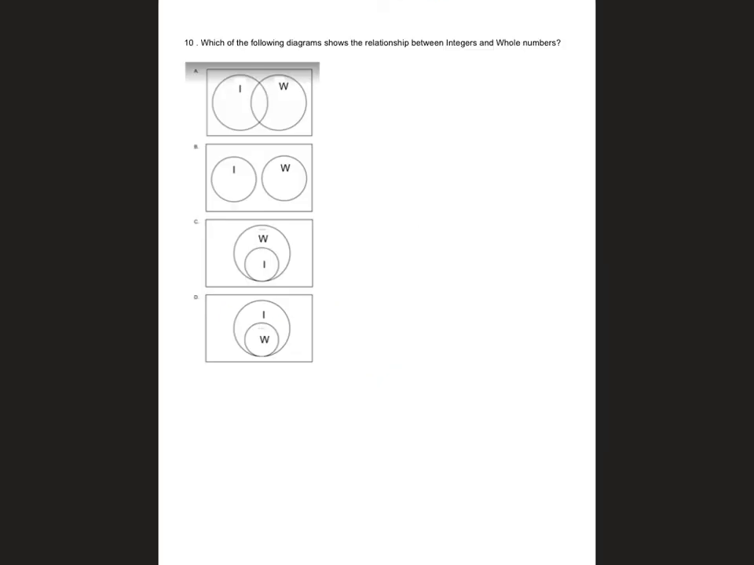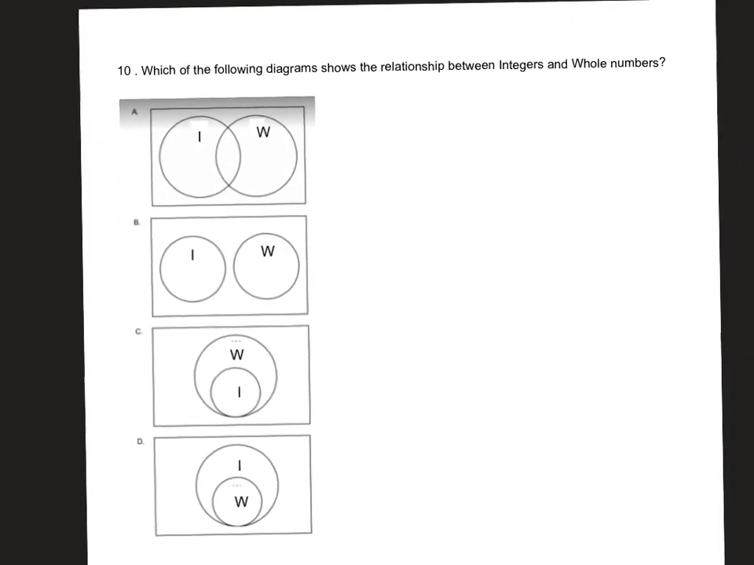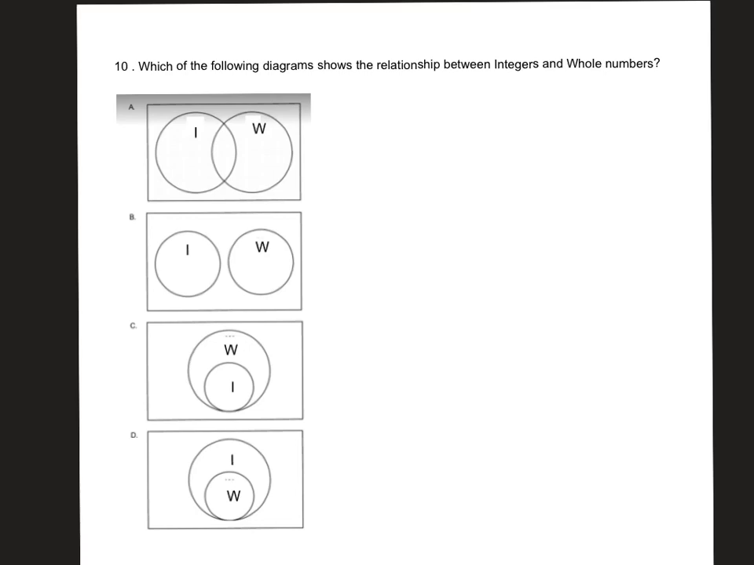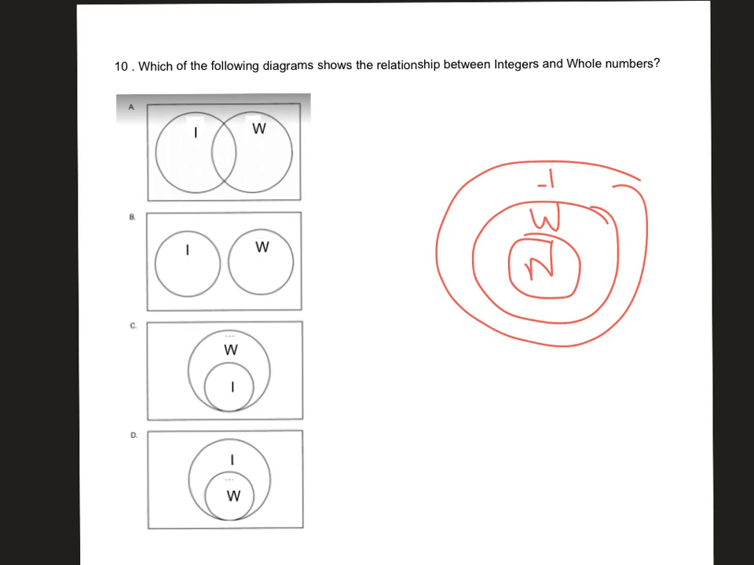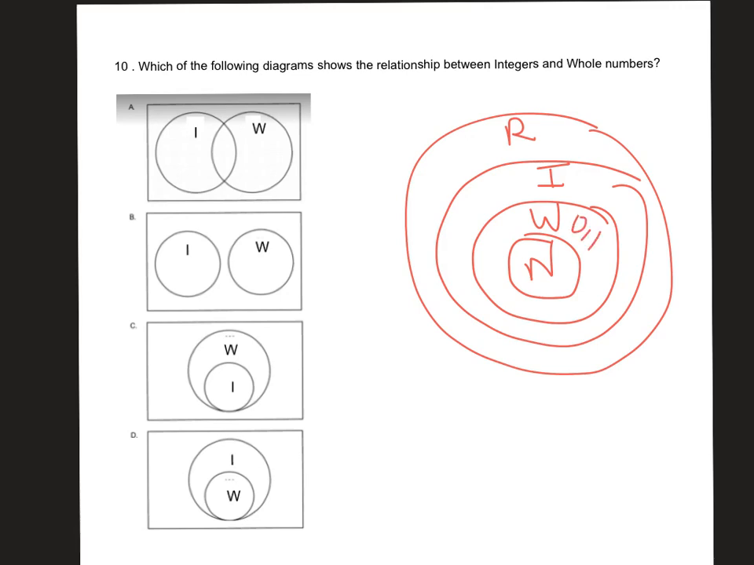Okay, final problem, last but not least, is item number 10. Which of the following diagrams shows the relationship between integers and whole numbers? So remember our diagram that we've been using with natural numbers. All my natural numbers are whole numbers, and all my natural and whole are also integers, and my rational. This is the best thing to use when we're looking at our attributes and characteristics of our subsets. So I know that my whole numbers are also a part of my integer family, because that includes all whole numbers and their opposites.